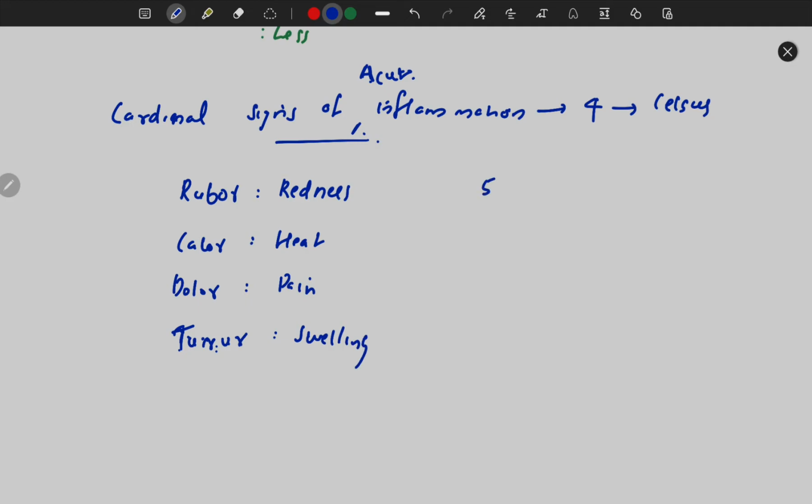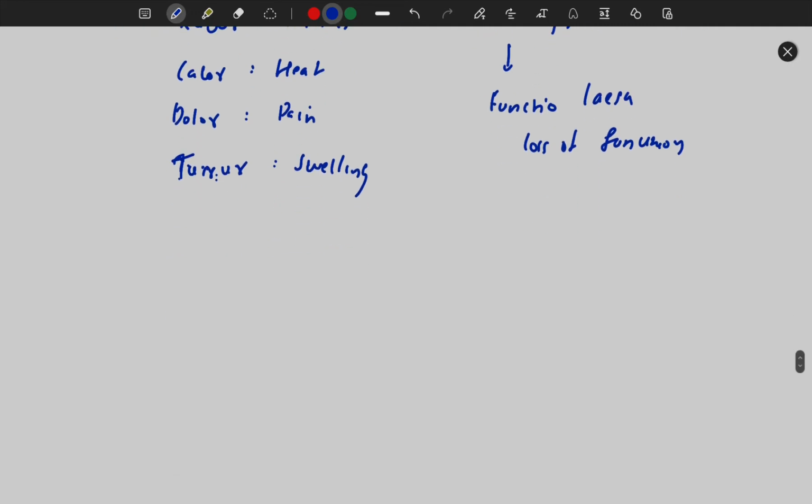So the fifth sign of acute inflammation was given by Virchow and it is called functio laesa, that is loss of function. So these are the cardinal signs of acute inflammation. Now, the mechanism of acute inflammation. So what is the mechanism of acute inflammation?